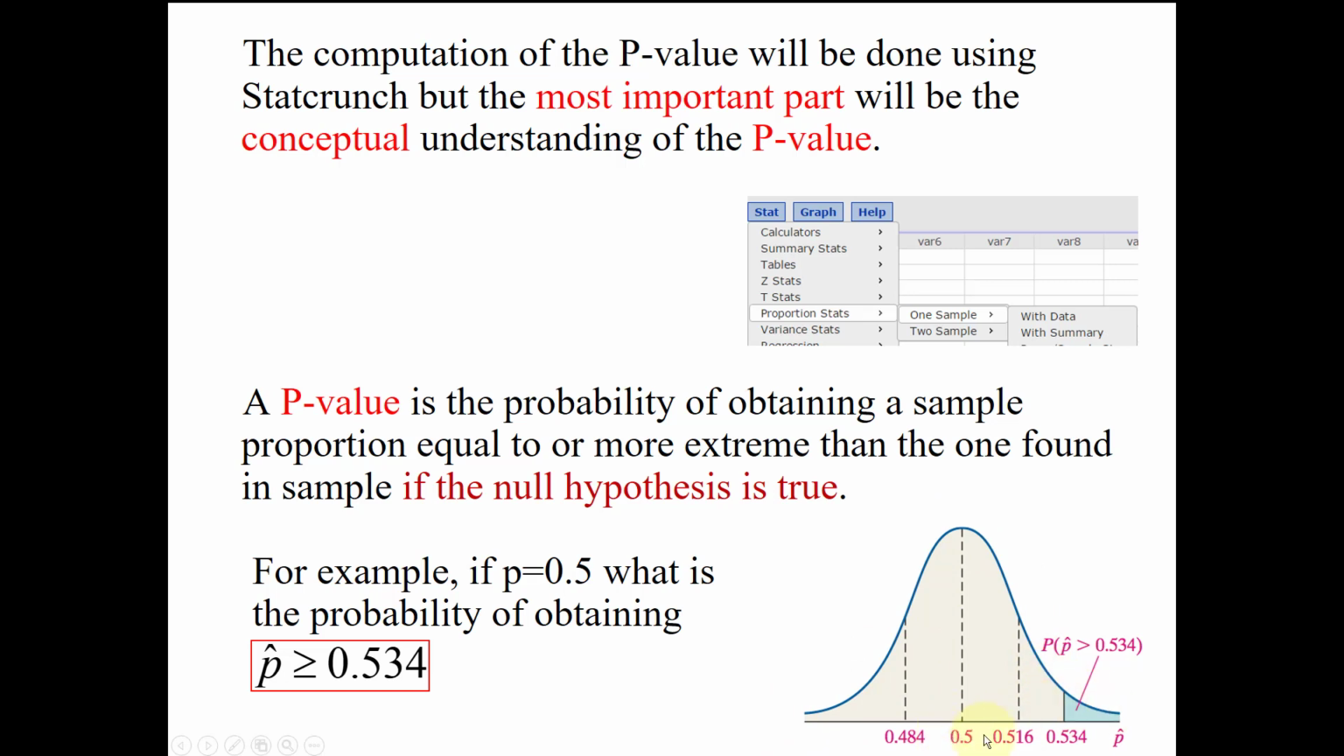In this particular case, we're assuming that this diagram has some reality, and we're also assuming that the center of this diagram is 50%. Then we take a sample, and that sample statistic, the p hat, was 0.534. We come over here and mark 0.534. It's a right-tailed test because we want to check to see if the proportion has increased. We shade this region in, and that area is the probability that p hat is greater than 0.534, which is the probability of obtaining a sample proportion equal to or more extreme than the one found in the sample if the null hypothesis is true.